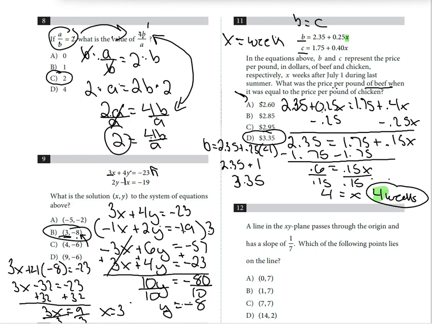Okay, so don't get confused by that. We know that it's telling us the price per pound of beef and chicken are equal to each other. What was the price per pound of beef when it was equal to the price per pound of chicken? So they're equal to each other. So we're setting up this equation, finding the number of weeks first, and then substituting it back in to find that price B. All right, let's go on to number 12.